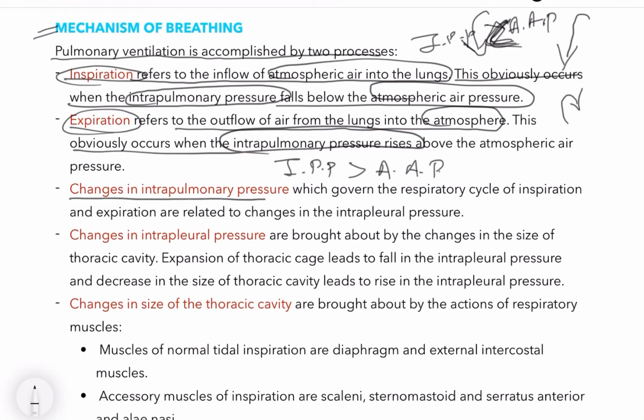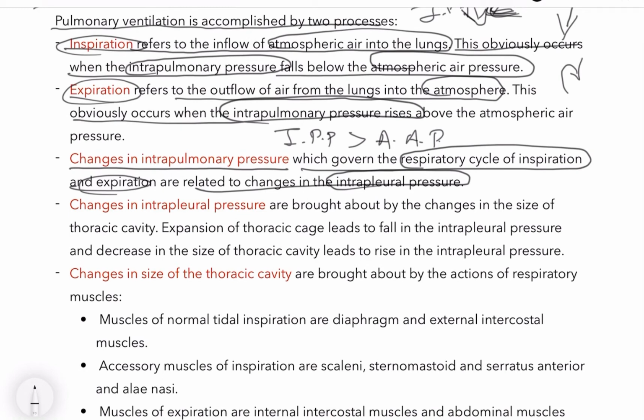Now changes in intrapulmonary pressure, which govern the respiratory cycle of inspiration and expiration, are related to changes in the intrapleural pressure. So when there are changes in the intrapleural pressure, it ultimately leads to changes in intrapulmonary pressure. So kindly concentrate to understand this topic, because this system will help you throughout all the chapters, not only physiology but also pathology, microbiology, medicine. It is quite difficult to understand, but if you concentrate, then it will be easier.